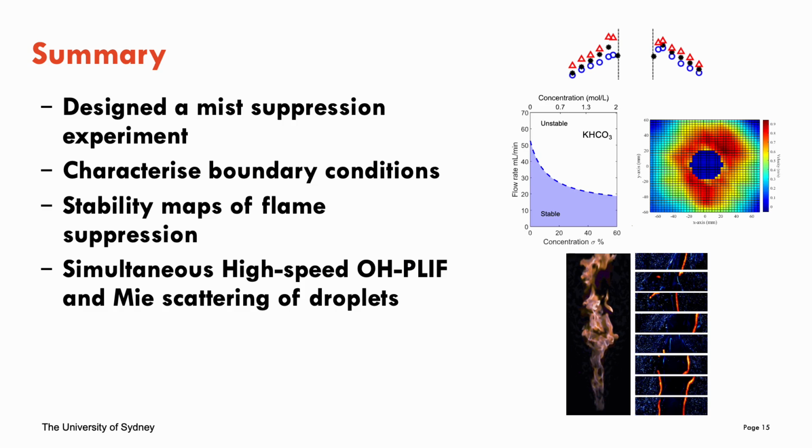So in summary, we've designed a Mie suppression experiment. We've characterized its boundary conditions, looked at flame suppression stability maps of different inhibitors at different concentrations, and performed simultaneous high-speed OH-PLIF and Mie scattering of droplets. Now we really want to extend that high-speed imaging data to obtain some sort of droplet evaporation statistic, or how these droplets cause these extinction zones in the flame front.